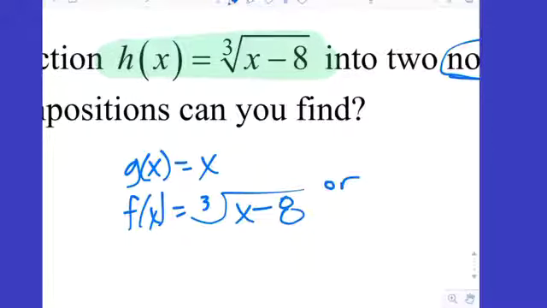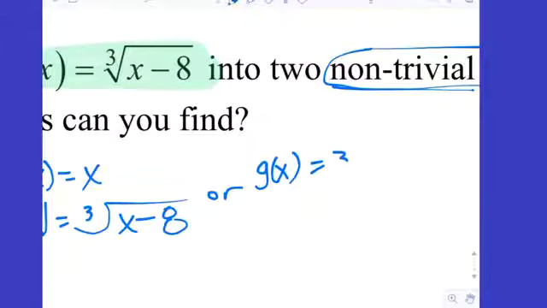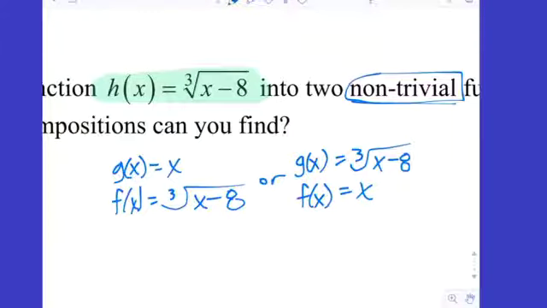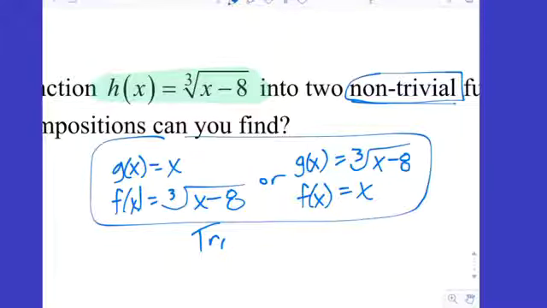The second trivial one would be if you let g of x equal the cube root of x minus 8, the whole thing, and then let the outer function equal x. Because now it says take this x on f of x and replace it with the cube root of x minus 8. These are your two trivial ones. Why are they trivial? They're easy.